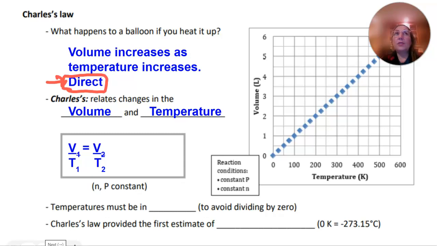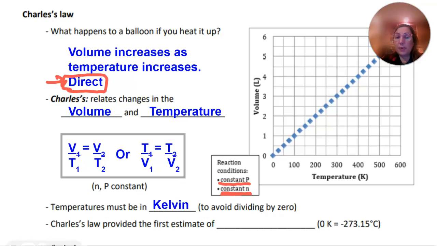I find that students make the most mistakes when they are looking for an unknown variable in the denominator, in the bottom of one of these equations. So sometimes it helps to just flip the equation and use it in the opposite form. So you can also write it T1 over V1 equals T2 over V2. Now, n and P are going to be constant. That means this is held at constant pressure, and that means no moles of gas are going in or out of the system.